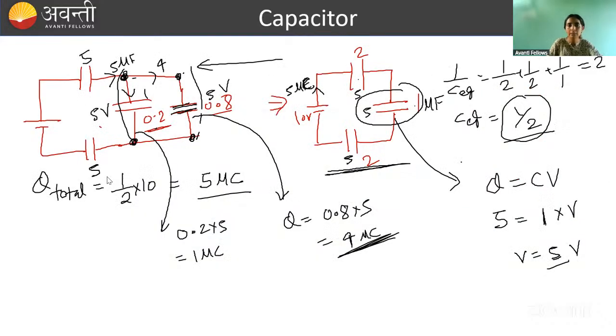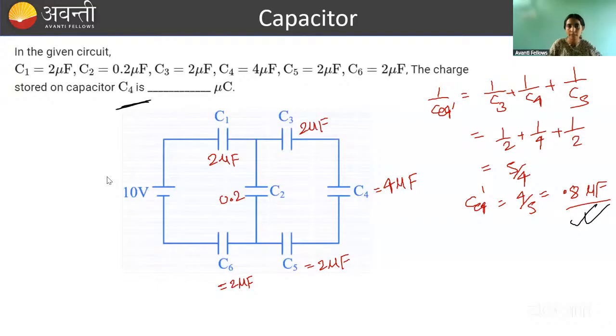this capacitor there is 4 microcoulomb charge, and this 0.8 is basically a combination of 3 capacitors, this one, this one, this one. And since they are in series, since this C3, C4, C5 are in series, whatever charge is on the C equivalent of these 3 capacitors, same charge will be on each of these constituents.